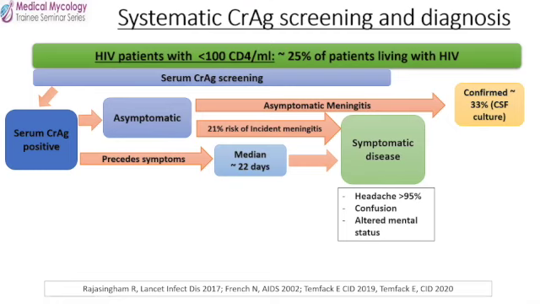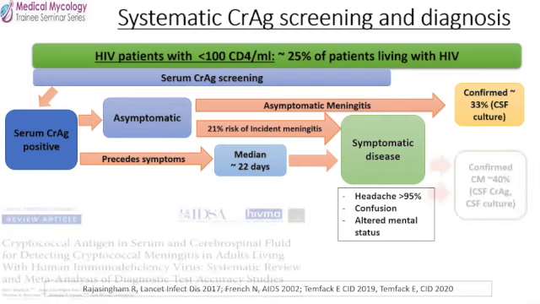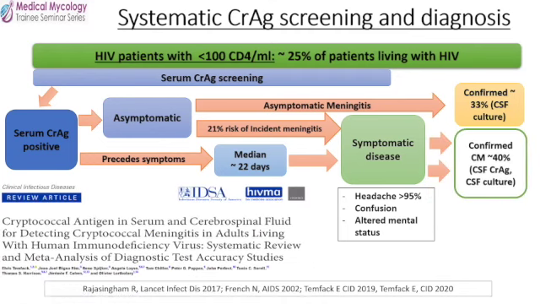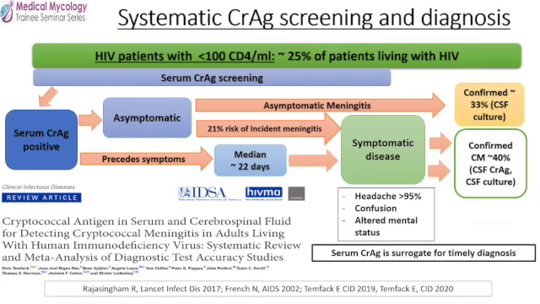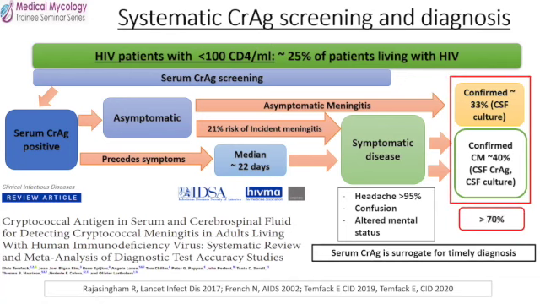Among these symptoms, we have things like headache, confusion, and altered mental status, which means that among symptomatic patients, if we do a CrAg screening, which becomes positive, and then we do a lumbar puncture, we are able to diagnose about 40% of those with cryptococcal meningitis, as we described in one of our recently published meta-analyses. This tells us that serum CrAg is a surrogate for timely diagnosis of cryptococcal meningitis and can permit us to diagnose up to more than 70% of the cases, even in the most remote areas in Africa.